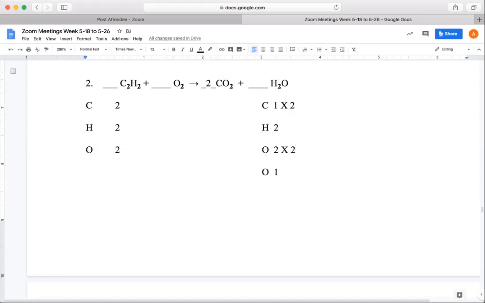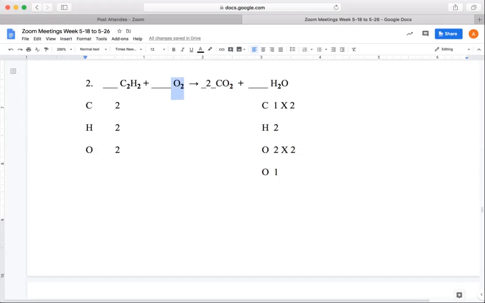So now we have a total of 2 carbons here, 2 carbons here. We have 2 hydrogens here, 2 hydrogens here. We have 2 oxygens here, but 4 oxygens here. So perhaps, actually no, 4 from here and another 1 from here. So we have an odd number of oxygens in the product side, which is 5. And we have an even number of oxygens here.